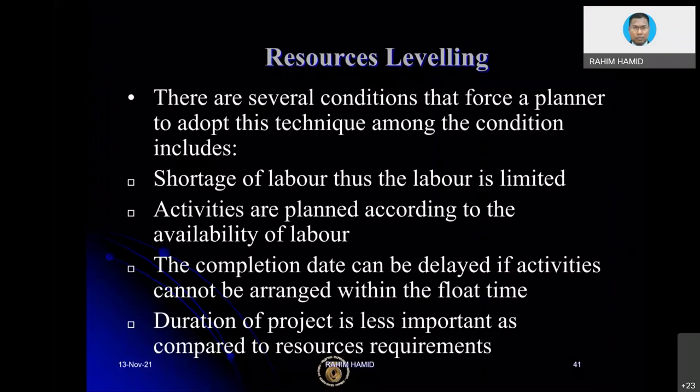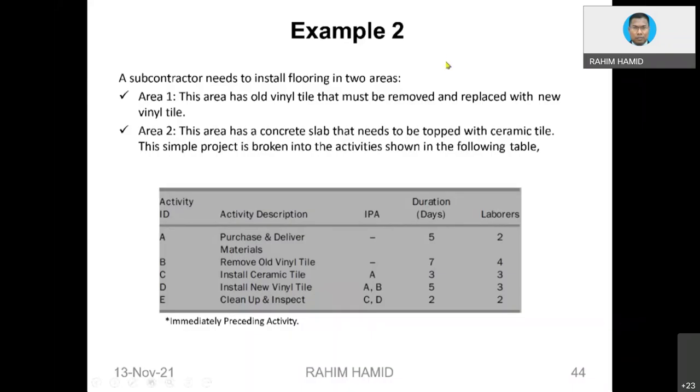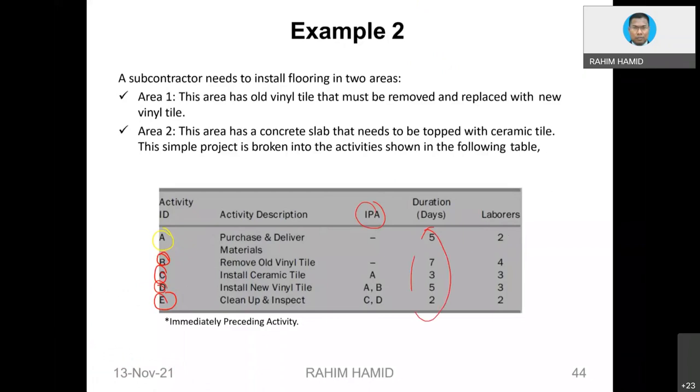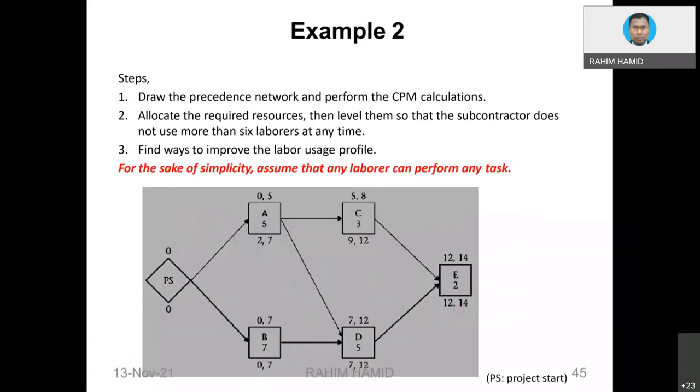And okay, now let's take a look at another example. Simple example, we do have a few activities, let's say activity A, B, C, D, E. The predecessor is given, the duration is given, the level is given. So first things first, we must develop the network diagram. Let's say we use an AON diagram because it is a simple relationship.